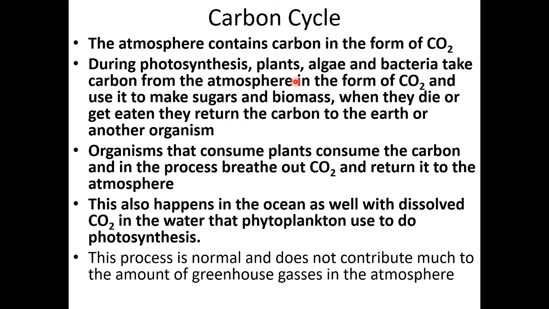During photosynthesis, plants and algae and bacteria, they take that carbon from CO2 and they use it to make biomass, sugar, like leaves, stems, different things like that. And so plants make plant material from that carbon dioxide, right, in the process of photosynthesis. And eventually those plants are going to die or get eaten, and they're going to basically transfer that carbon to either the earth if they die, or to another living thing like an animal, a deer, whatever it is, if they get eaten. Okay.